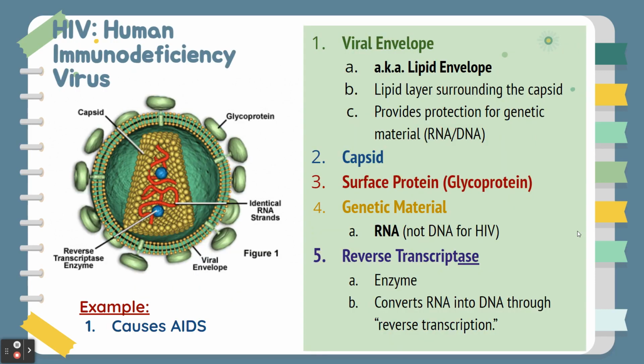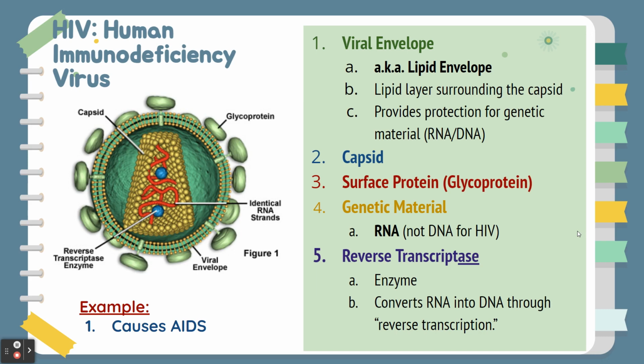Finally, we have HIV. Understanding HIV is crucial because it leads to acquired immunodeficiency syndrome, better known as AIDS. HIV consists of surface proteins, again, here we're going to call it a glycoprotein, a capsid, and genetic material, just like adenovirus, but we have some important differences here. Firstly, the genetic material in HIV is only RNA. HIV does not have DNA, it always has RNA.